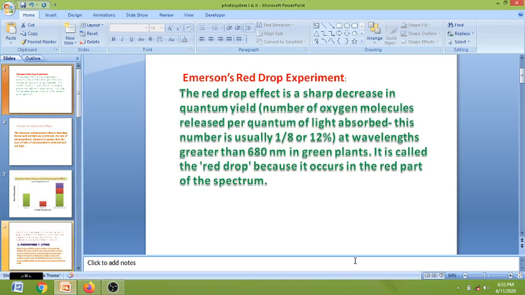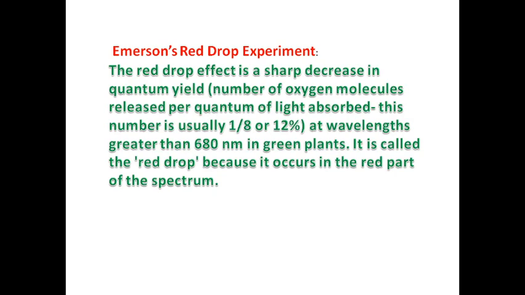Today we are starting with Emerson's red drop experiment. In this experiment we are going to study the wavelengths of light at which plants show the maximum photosynthetic yield. First of all, there is Emerson's red drop experiment, conducted by Emerson in 1948. It's called Emerson's red drop effect or Emerson's red drop experiment.